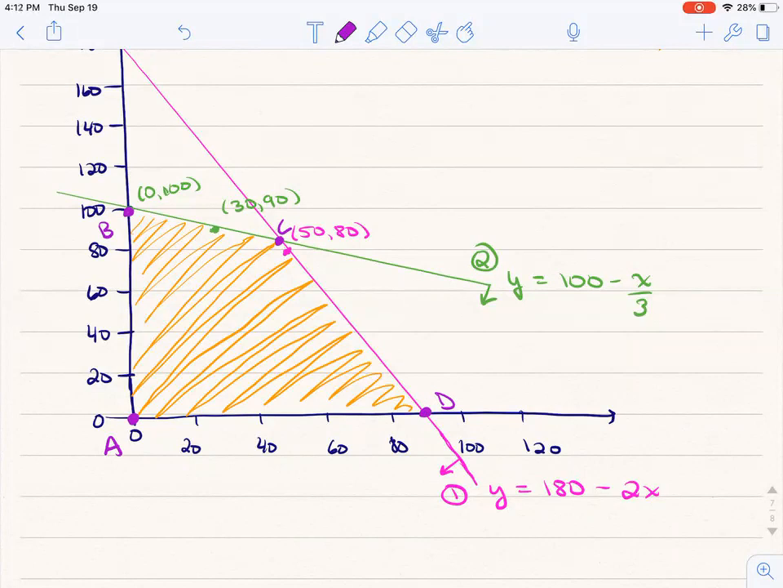Notice that I haven't paid any attention to x is greater than 0, y is greater than 0, right? Because that just forces this quadrant, and so it's not really that important. It has to be there, but yeah.